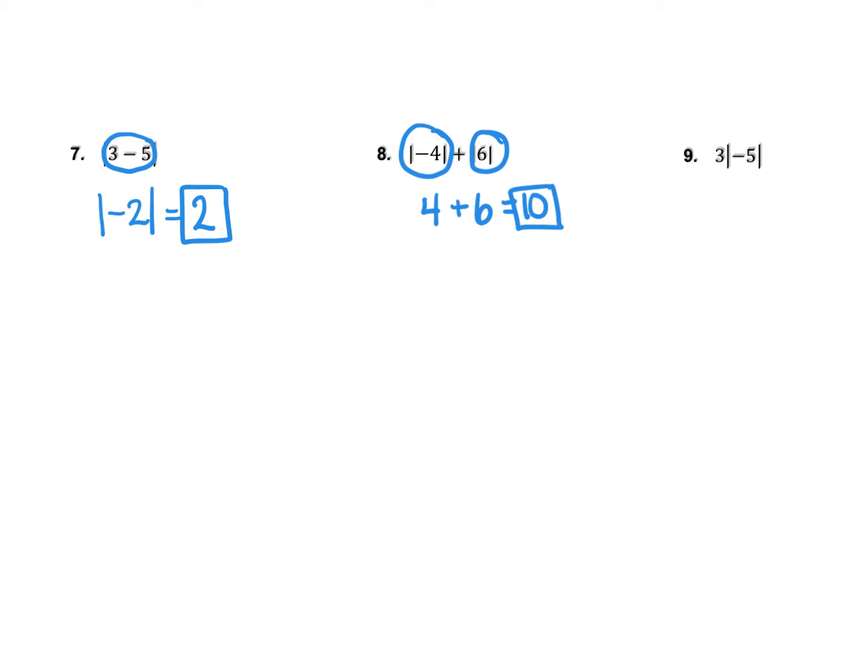Number 9, whenever you have a number right next to a parentheses or right next to an absolute value symbol, this means multiply. It's 3 times the absolute value of -5. So what we're going to do here first then is we're going to evaluate that absolute value of -5. And the absolute value of -5 is 5. And I'm just going to come back over here and put a times sign between them. And 3 times 5 then is equal to 15.